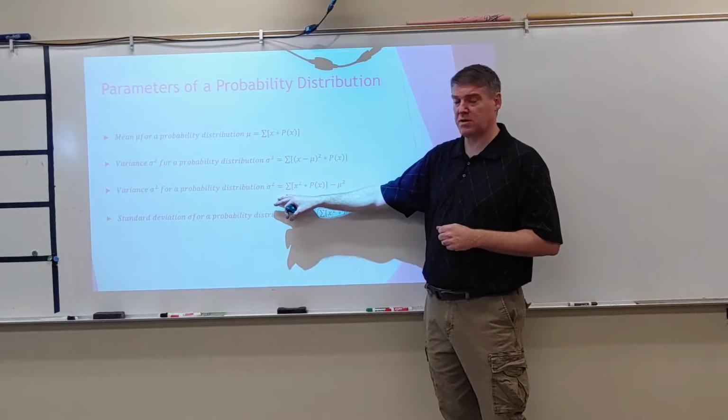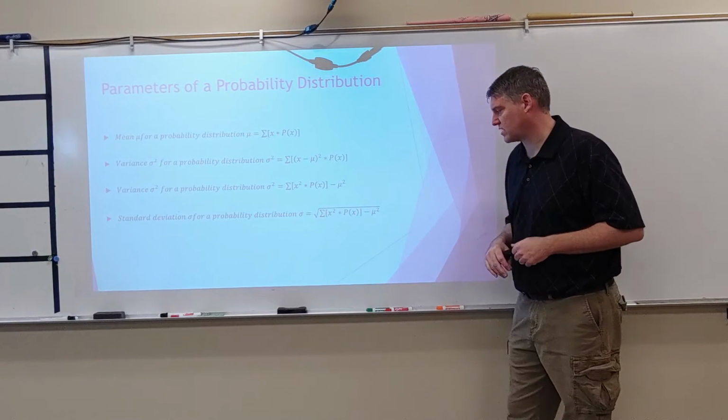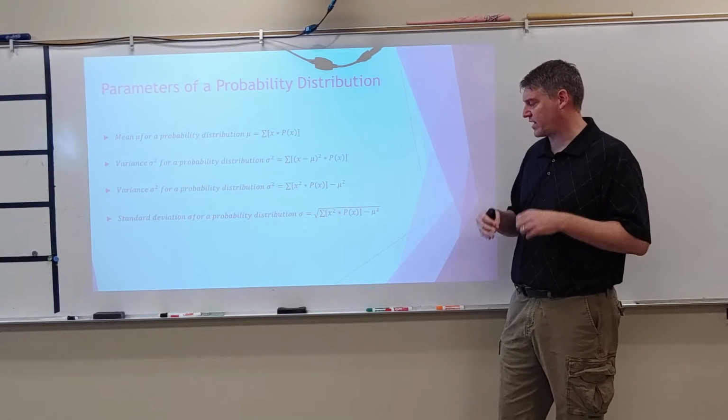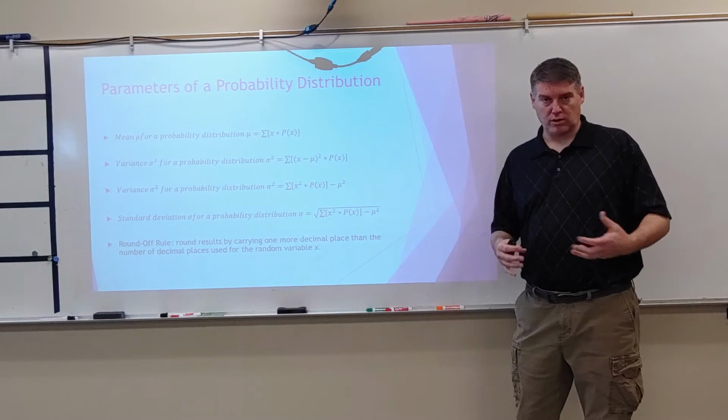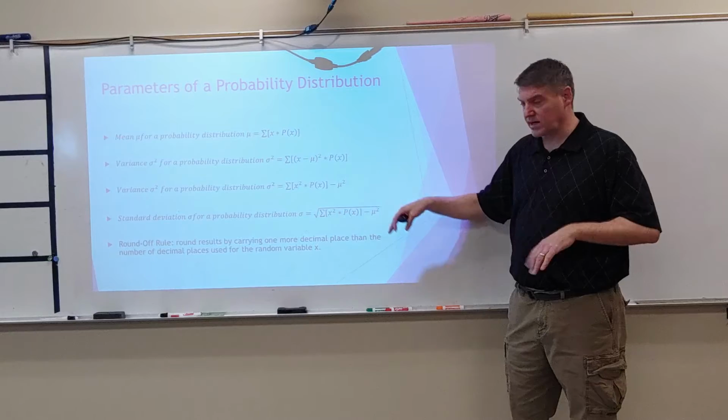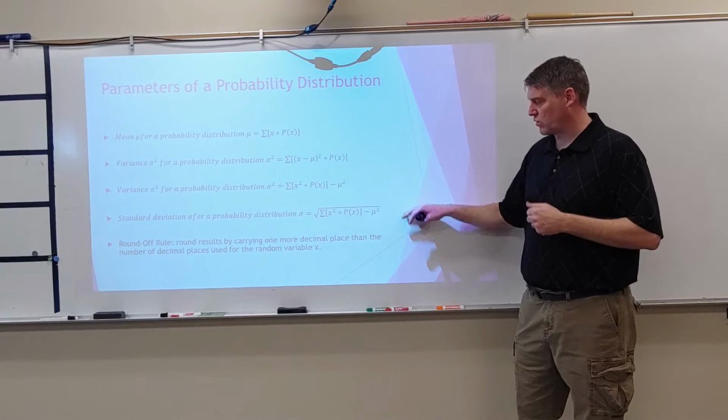Standard deviation is going to be the square root of this: the square root of the sum of x squared times the probability of x, minus mu squared. Okay? Round off rule. So these formulas are in your book. You can use them where you need them.